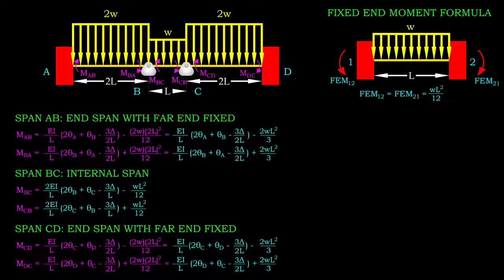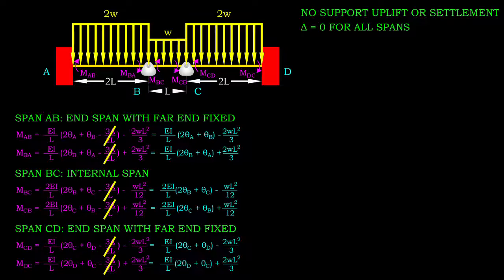After calculation, we can replace the respective unknown FEM in the slope-deflection equation with our answers here. Now, in these equations, the parameters that are unknown to us are the near and far end rotations, as well as the span displacement. The span displacement is usually due to support uplift or settlement, which is not present in our case. Therefore, we can eliminate the terms.